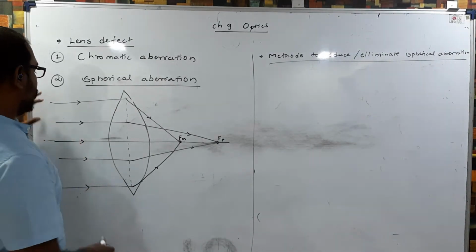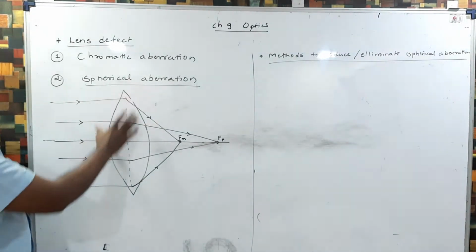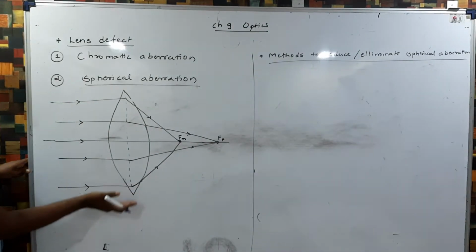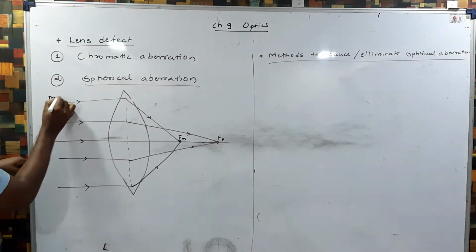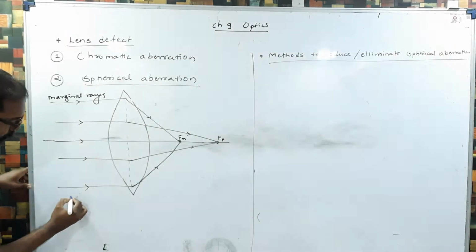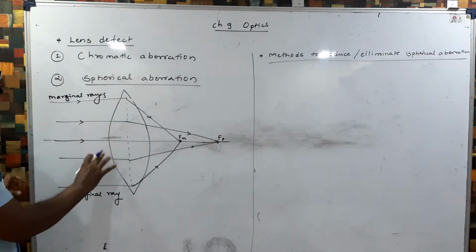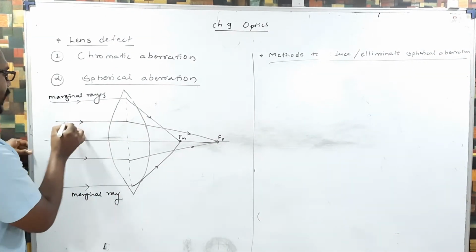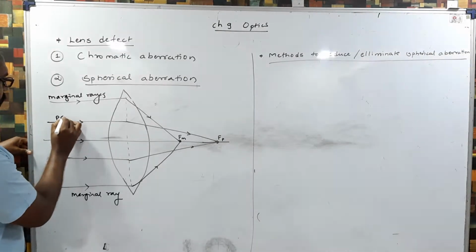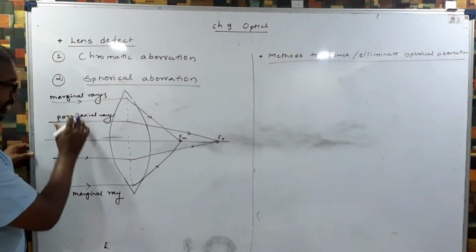Now let me show you a diagram. These are the parallel rays coming from a distant object and incident on the lens. The rays which are near the edge of the lens are called marginal rays. This is also a marginal ray. The rays closer to the principal axis are called paraxial rays. This is also a paraxial ray.